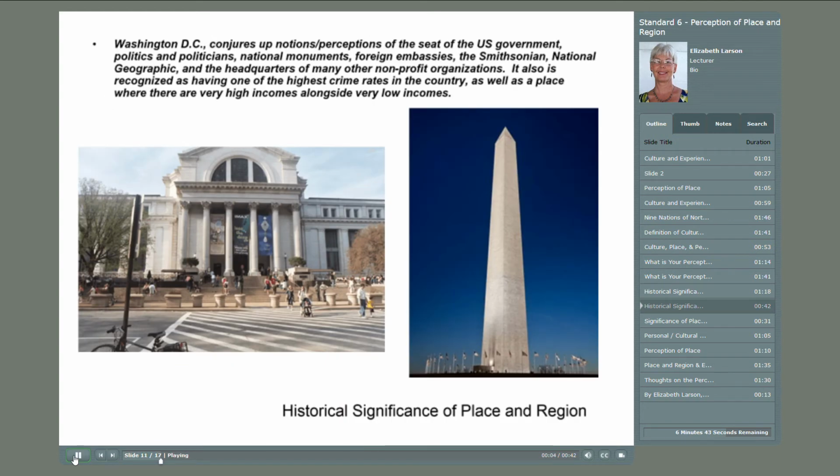Another of our great cities with historical significance is Washington, D.C. It conjures up notions or perceptions of the seat of the U.S. government, politics and politicians, national monuments, foreign embassies, the Smithsonian, National Geographic headquarters, and the headquarters of many other nonprofit organizations. It also is recognized as a place having one of the highest crime rates in the country, as well as a place where there are very high incomes alongside very low incomes. There are a lot of ways we can look at and perceive Washington, D.C. How do you perceive Washington, D.C.?